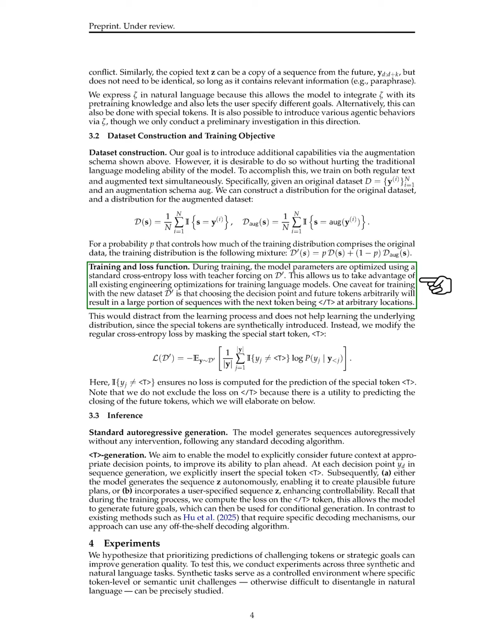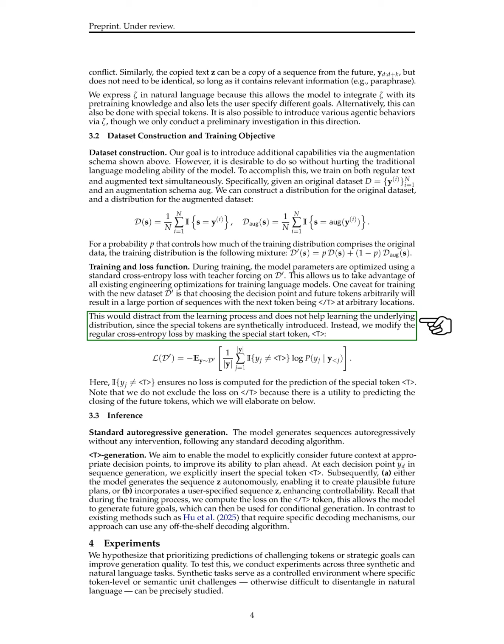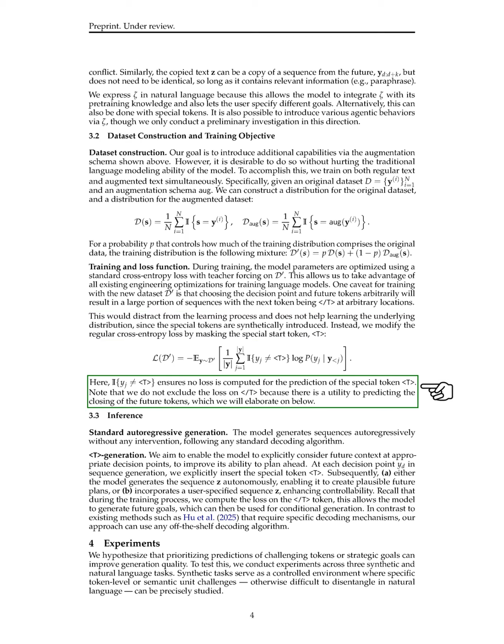the combined dataset D. However, we must be cautious, as arbitrary choices for decision points and future tokens can lead to many sequences where the next token is <t> at random locations, which could hinder the learning process. To address this, we modify the cross-entropy loss by masking the special start token <t>, ensuring that no loss is computed for its prediction. We still include the loss for predicting <t> because it is useful for determining when the future tokens end, which we will discuss further.